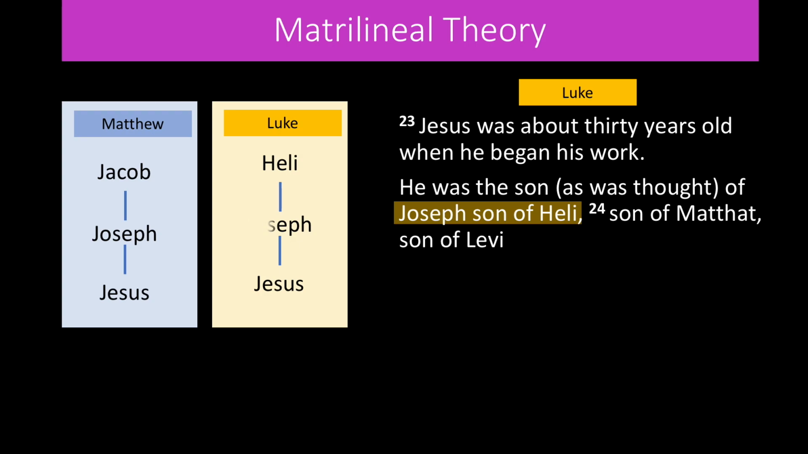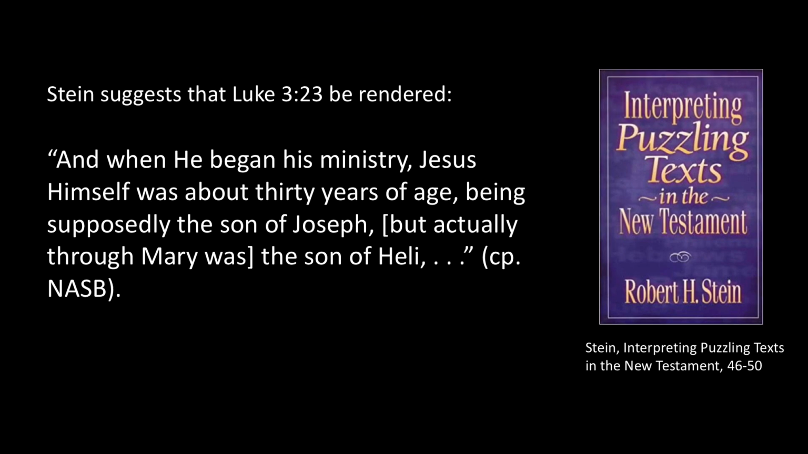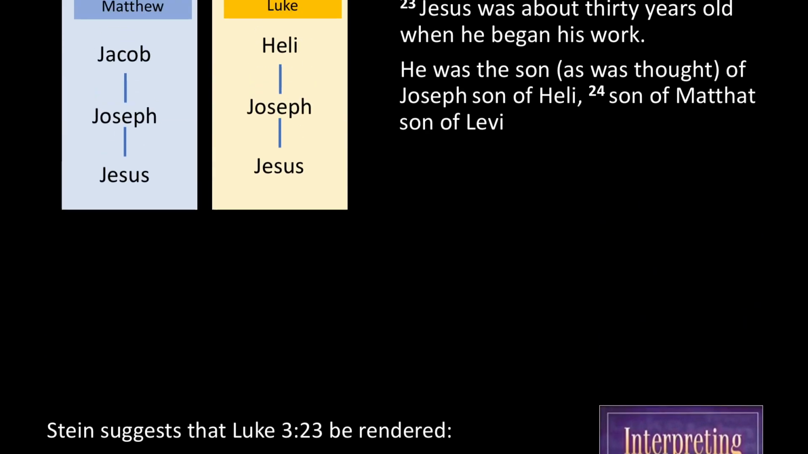Well, if Luke's genealogy is likewise very clear, then on what grounds does the matrilineal theory eliminate Joseph from the genealogy and instead insert Mary? Where in the text would someone come to this conclusion? In the book Interpreting Puzzling Texts in the New Testament, Robert Stein suggests that Luke 3:23 should be rendered as, quote, and when he began his ministry, Jesus himself was about 30 years of age, being supposedly the son of Joseph, but actually through Mary was the son of Heli. So now let us return to the text.